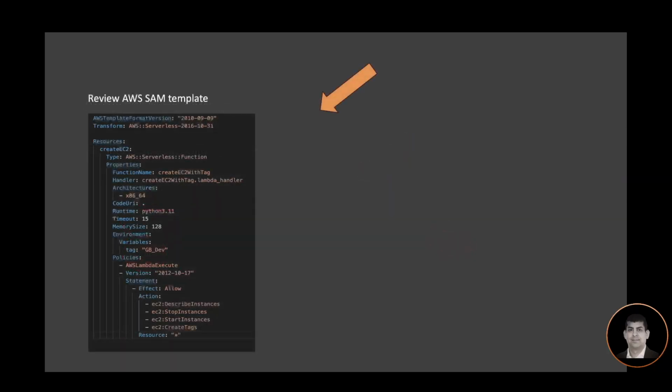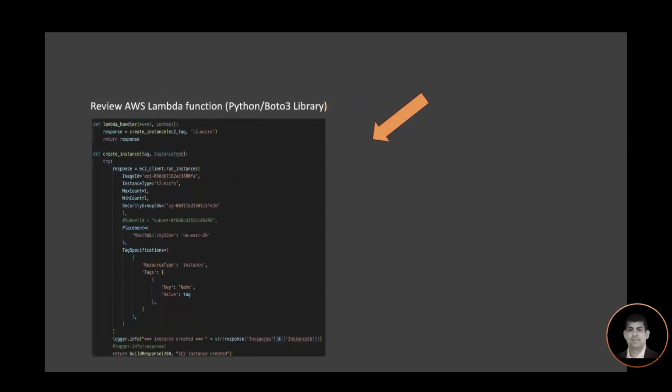Let's look at the SAM template, a pretty standard template. If you look at it, it's assigning a function, create EC2 with tag. It's a Lambda handler. There is a runtime of Python 3.11. There is a timeout of 15 seconds, the environment variable. There are policies assigned to ensure that this Lambda function has appropriate permission to create and start and stop the EC2 instance.